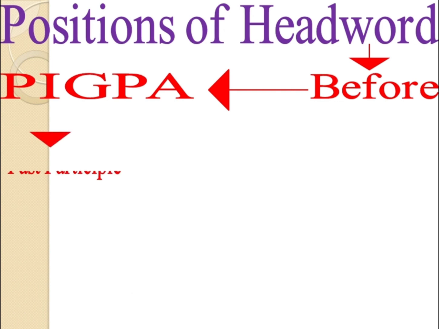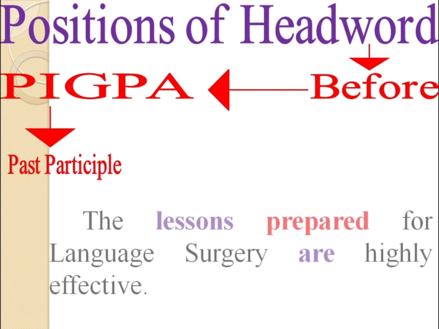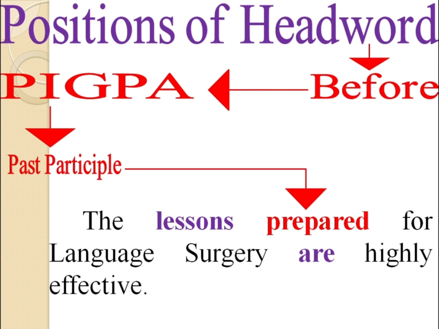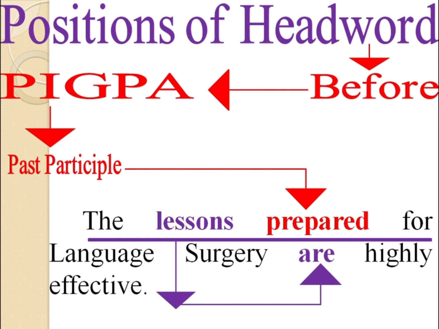Positions of headword before PIG-PAF, past participle. Here you see: the lessons prepared for Language Surgery are highly effective. Here you see the past participle, prepared. Before prepared, there is the headword, which is plural. That is why lessons has taken the plural verb are, and the complete subject is here: the lessons prepared for Language Surgery. Within this complete subject, the headword is lessons, followed by a plural verb that is are.